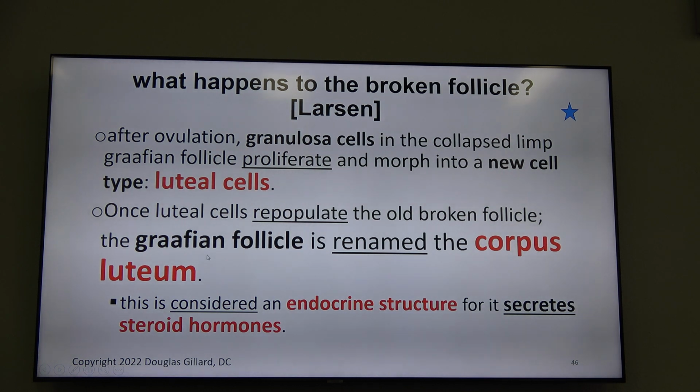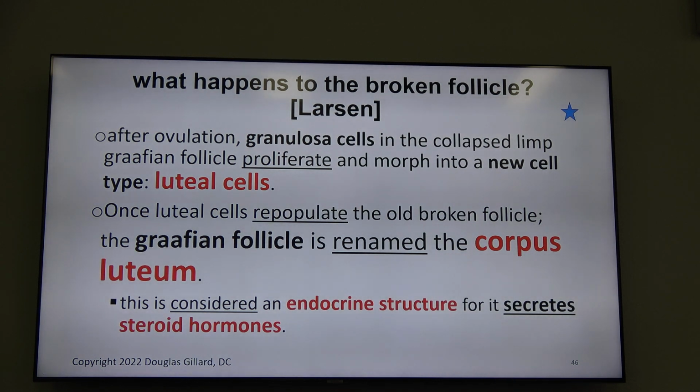These cells morph into luteal cells, and they start to fill up the broken down Graafian follicle. Once they fill up with these new cells, the Graafian follicle gets a new name. It changes to the corpus luteum. This is high yield board stuff right here. Graafian follicle becomes blank, four answer choices. After ovulation, the Graafian follicle morphs into blank. I can see my question coming. And it's the corpus luteum.